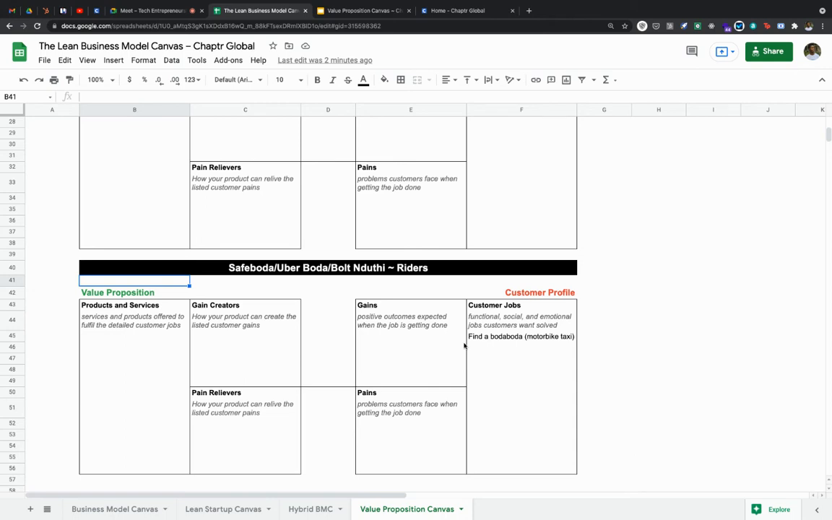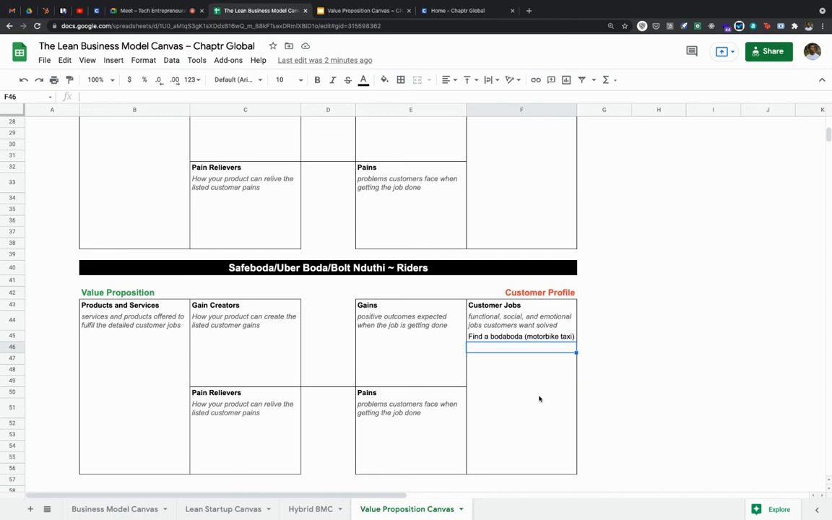So you want to go from home to town. The first thing you do is you find a boda boda. What's the next thing you do after finding one? Whatever you're saying in terms of deliveries would be a different value proposition specific to deliveries. But here we're still on paying passengers.